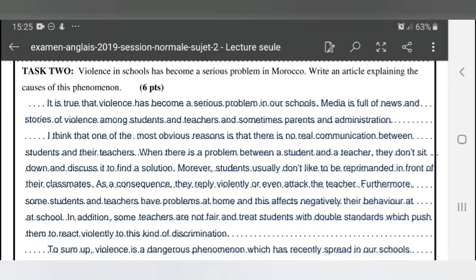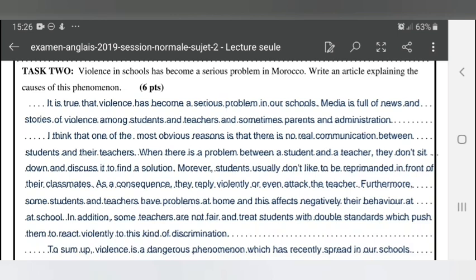Now, the second paragraph is about these causes. I think that one of the most obvious reasons is that there is no real communication between students and their teachers. So this is one of the obvious reasons: lack of communication between students and teachers. When there is a problem between a student and a teacher, they don't sit down and discuss it to find a solution. So we have the first idea, which is lack of communication, and we have an elaboration of this idea. It means we give more details, or we specify, or we give an example to clarify this lack of communication.